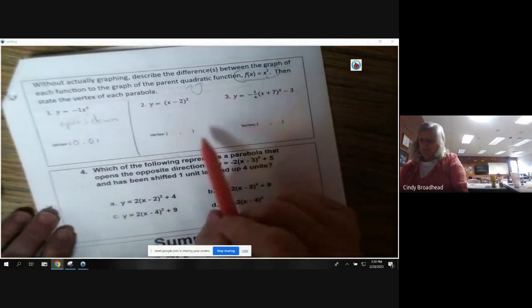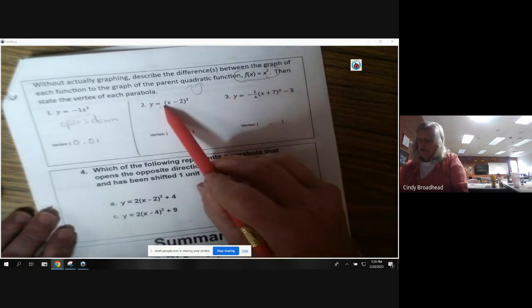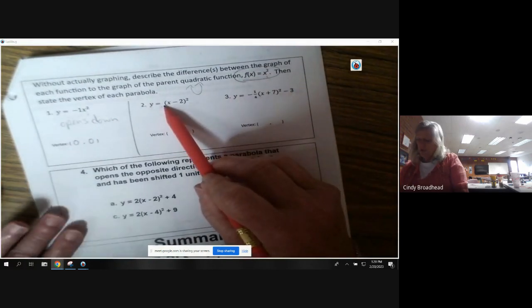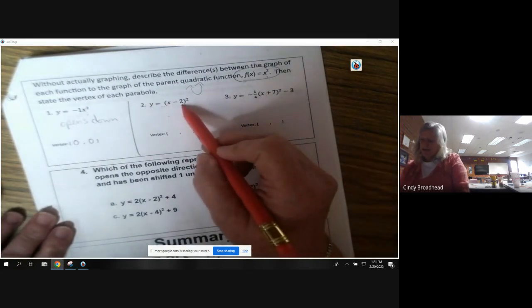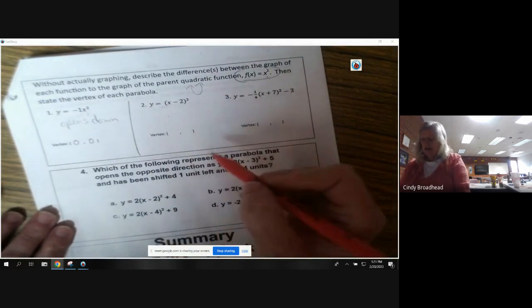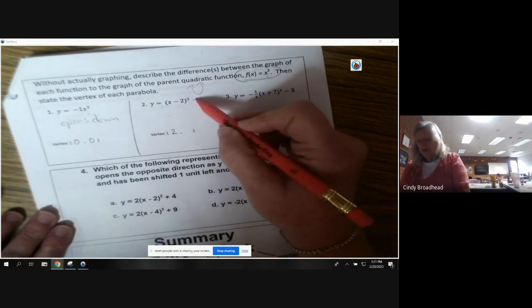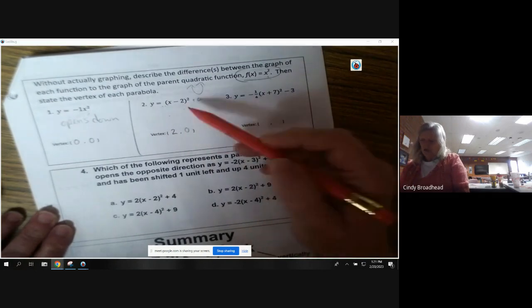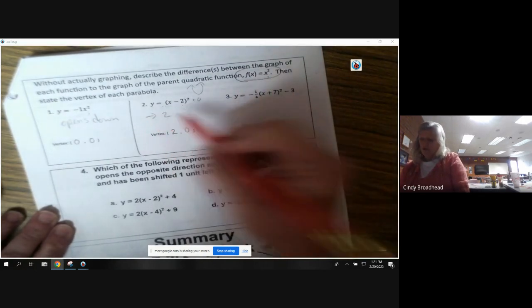This one, so the A is still the understood 1, so no changes there as far as opening up or down or wider or more narrow. The only difference is this has this -2 inside the parentheses with the x, which tells me that my vertex is at 2, 0. So the difference between this and this one has moved 2 units to the right.